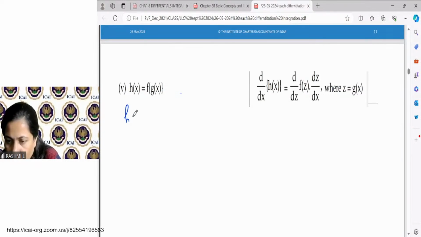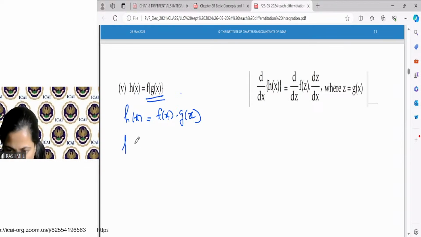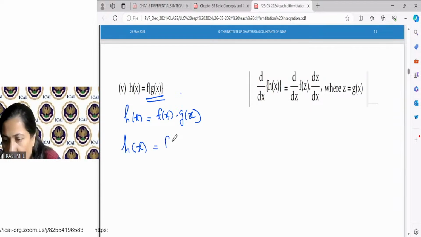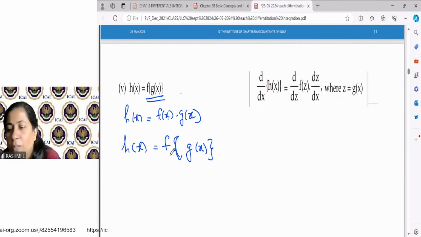Usually we have h(x) equal to f(x) into g(x). This was a multiplication of two functions. But here it is not so. It is saying h(x) equals f of g of x. Let me put this in curly brackets. So that means the function is a function of another function. This is called an embedded function.